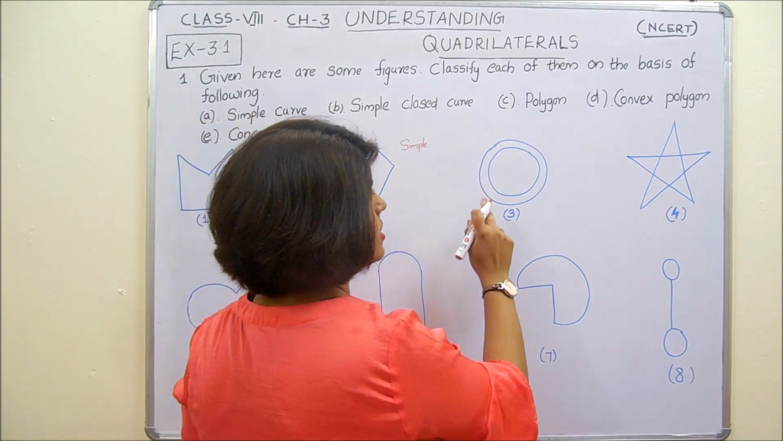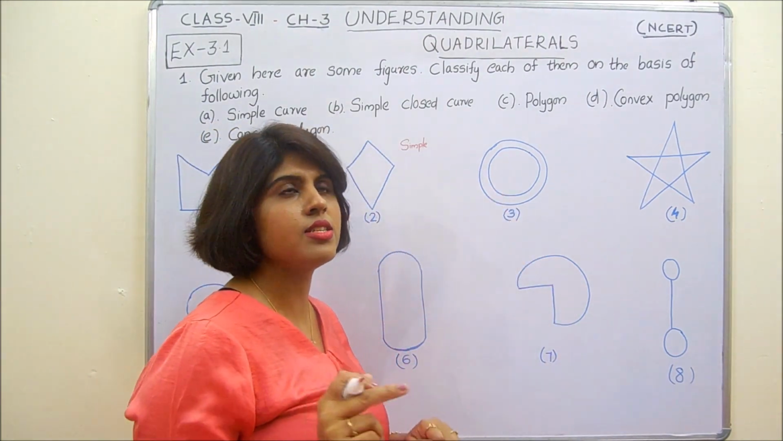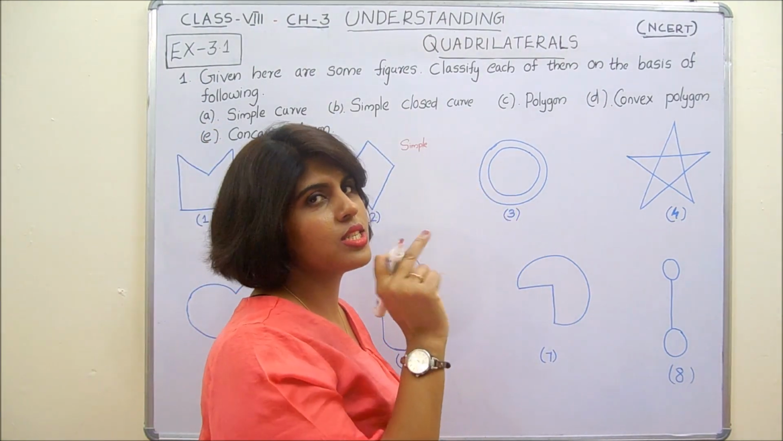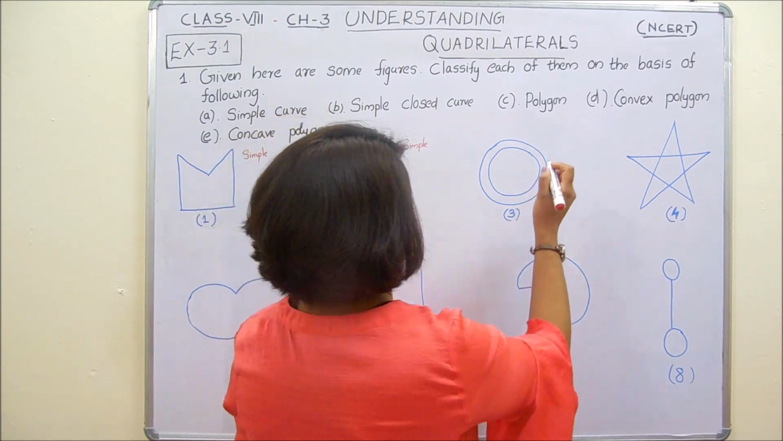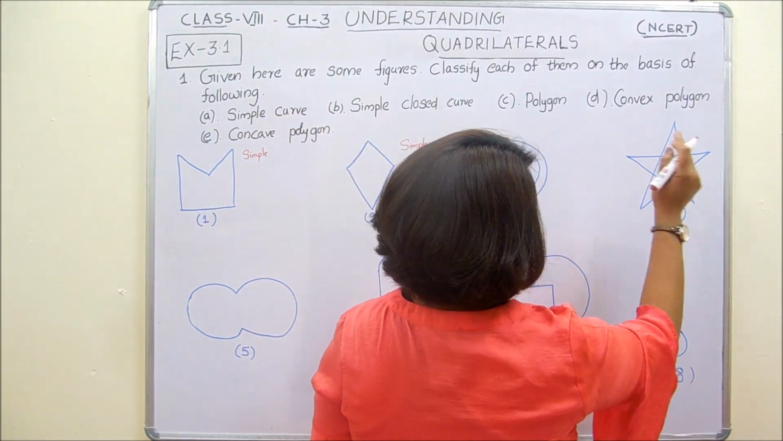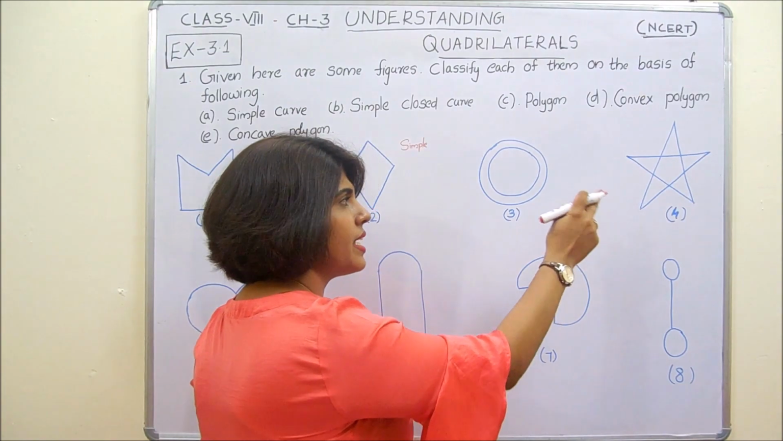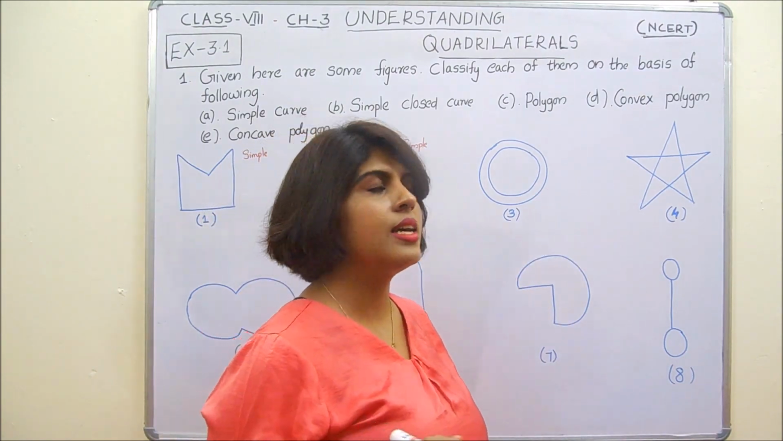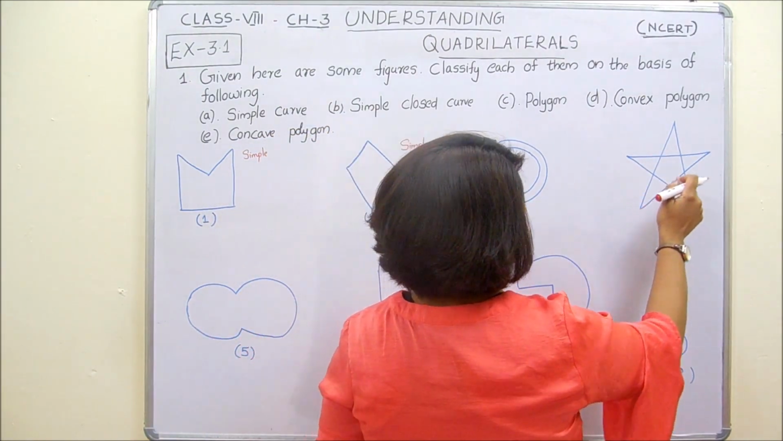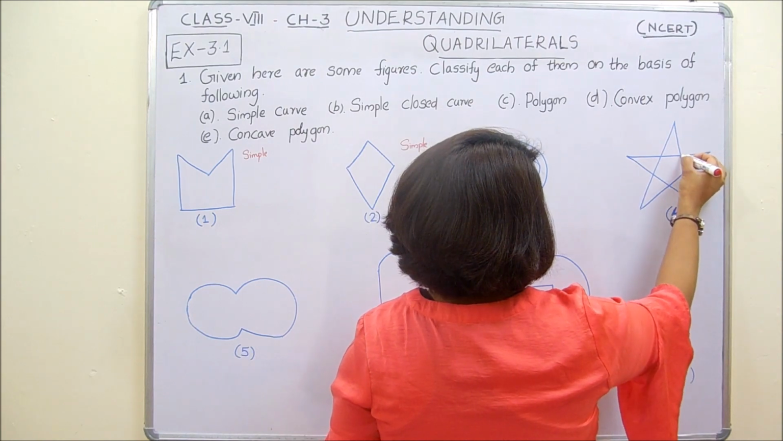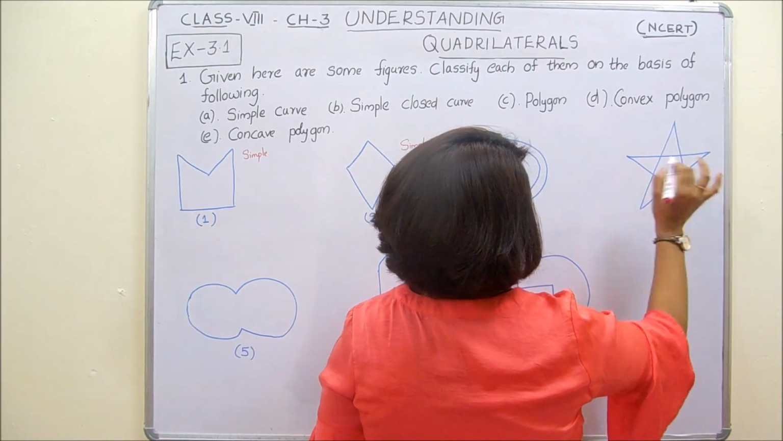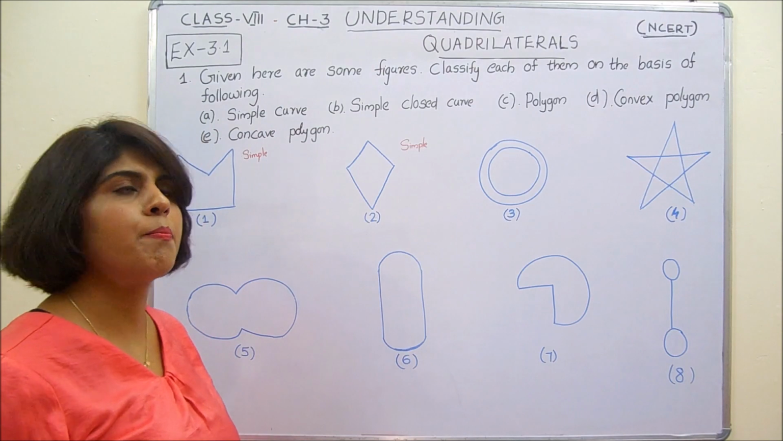What about this one? This is not a simple curve because two figures are given. So this is not simple. And what about this one? This is again not simple. Why? Here the curve intersects itself at these points, right? Yes. So this is not a simple curve.